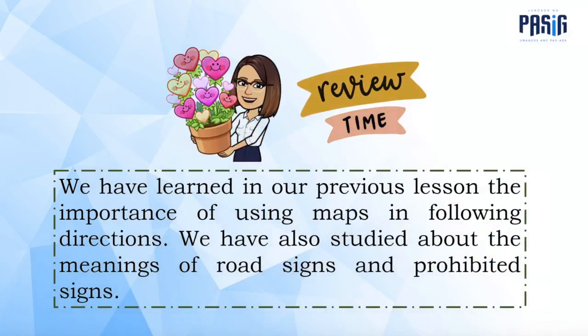We have learned in our previous lesson the importance of using maps in following directions. Remember that map helps us to predict and figure out where things are located. We have also studied about the meanings of road signs and prohibited signs. These signs warn people for potential dangers while providing them necessary information.